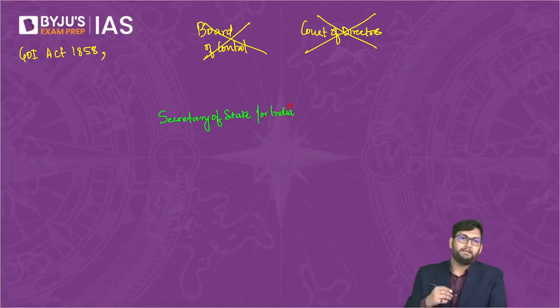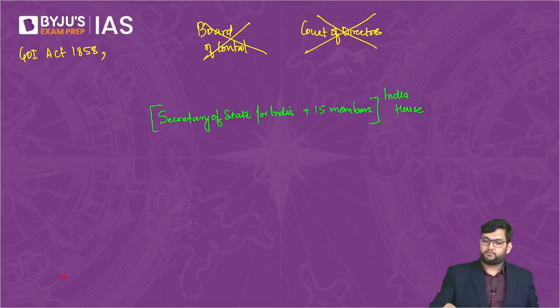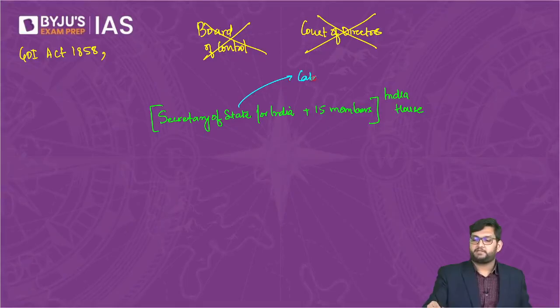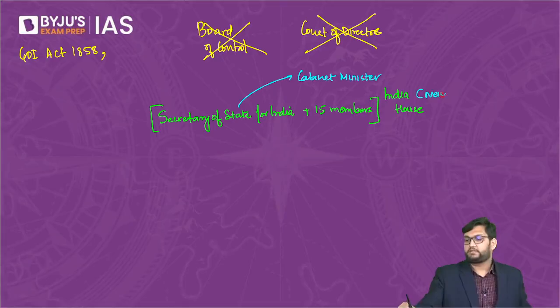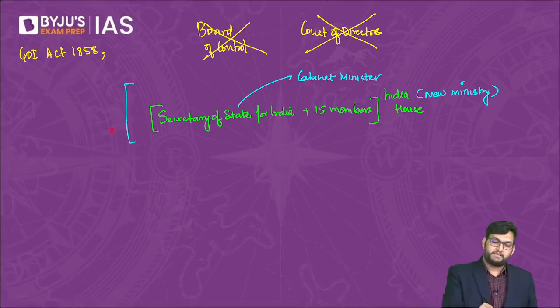He will be helped by 15 members. Together, this will be a new ministry called India House. The Secretary of State for India is basically a cabinet minister. And this is a new ministry. So the India House was the first major change in England.